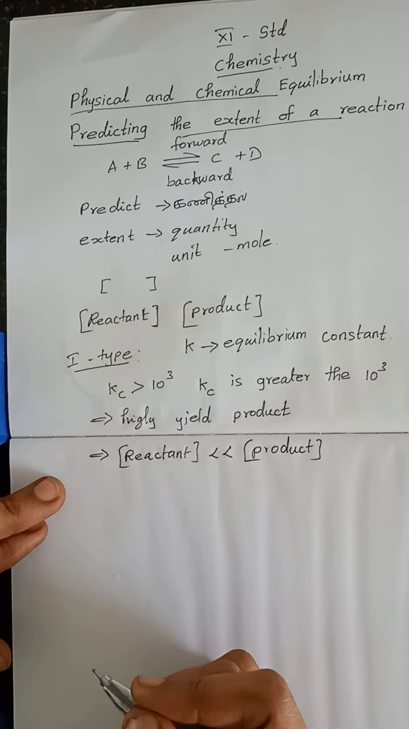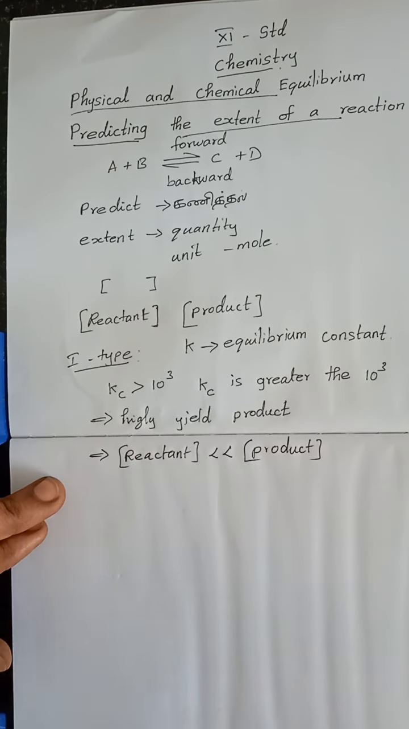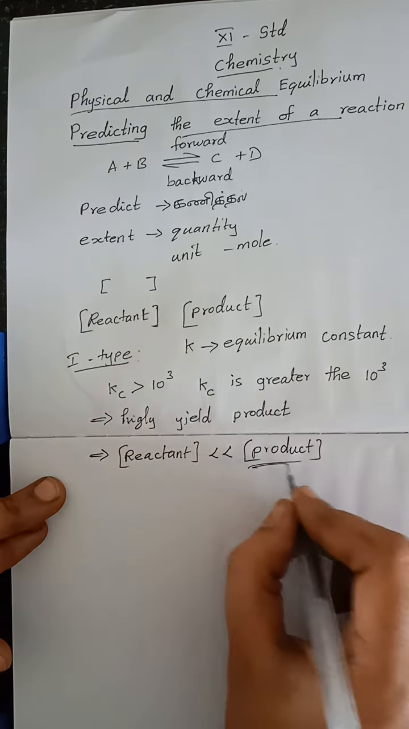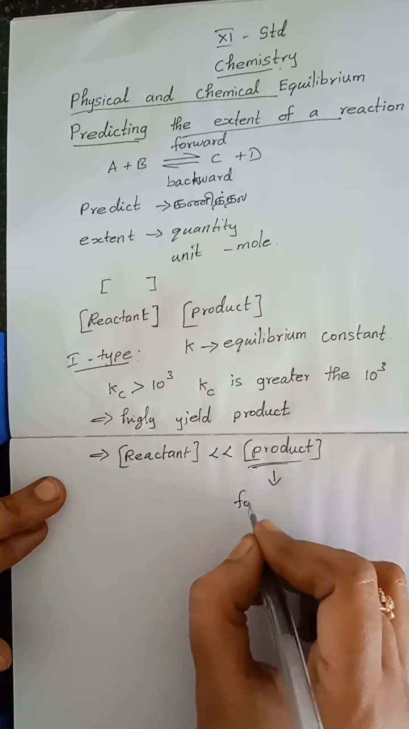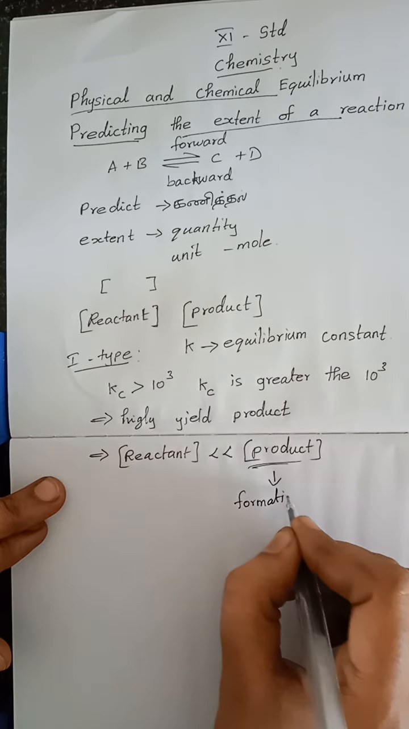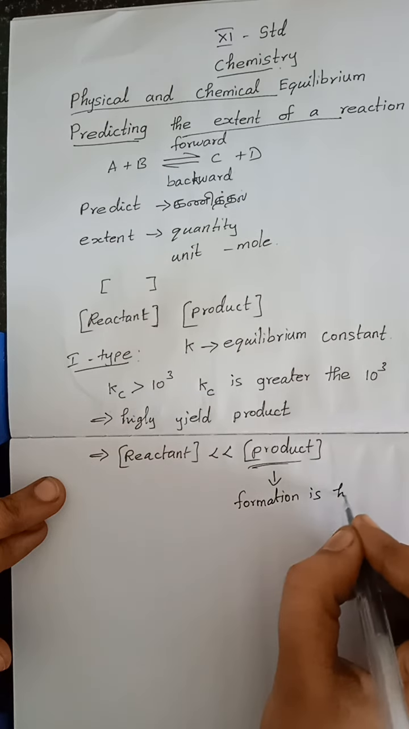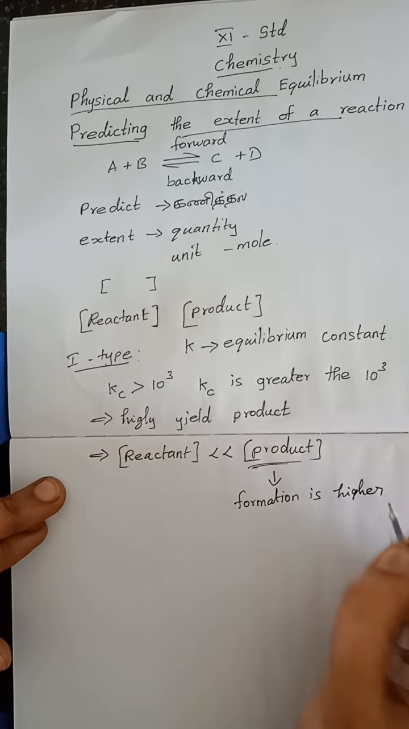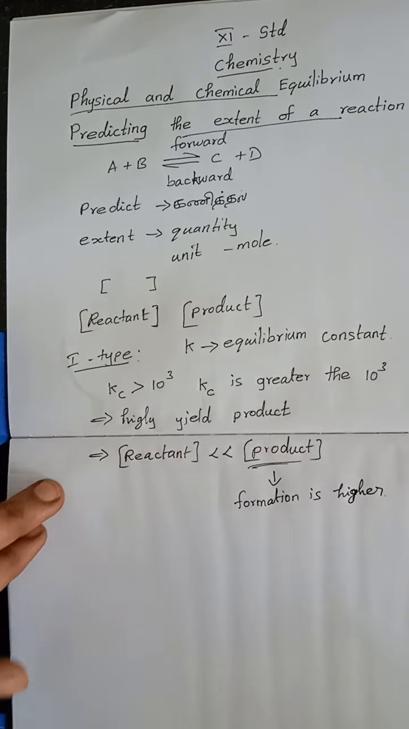Okay, so in this case the formation of product is higher. In the product, the formation is higher amount. Okay, children.